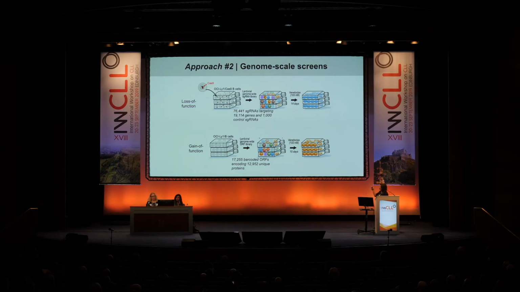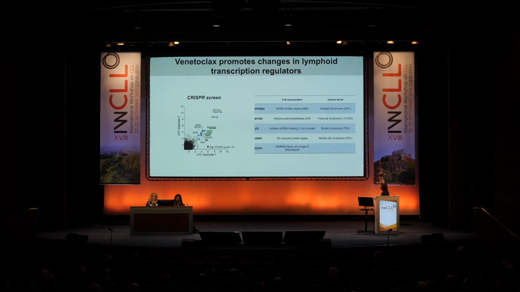And so we developed a second approach. We thought, okay, why don't we think about a genome scale screen and systematically try to identify determinants of resistance against venetoclax. And for this, we used the OCI-LY1 lymphoma cell line, performing in parallel both loss of function screens by adding a CRISPR library, and also gain of function screens, so overexpression of tens of thousands of ORFs. And in doing so, the results were really quite striking.